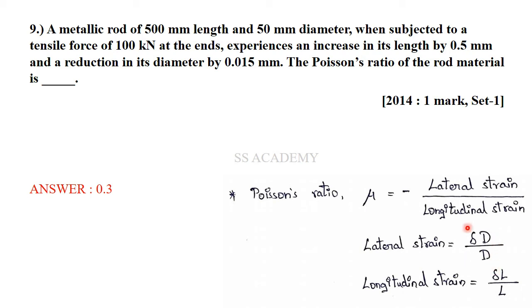So just by substituting the change in diameter divided by diameter and change in length divided by original length, note that for lateral strain it is a reduction. So minus 0.015 divided by the 50 mm diameter. Similarly, for the 500 mm length, that is 0.5, which is positive because it is an increase. So 0.5 divided by 500, you will get the longitudinal strain. Just substituting here, you will get the answer as 0.3.